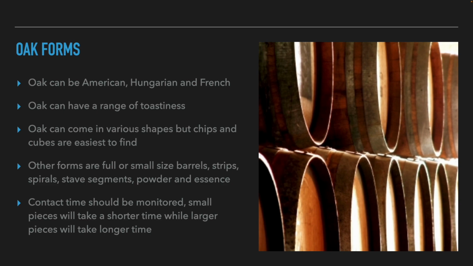The wood can come in various forms, from barrels of different sizes, strips of wood, parts of a barrel, chips, cubes, powder, and wood extract. In most cases, it is easiest to find chips and cubes. The contact time with the wood should be monitored. As a rule of thumb, smaller shapes of wood will take less time to transfer flavor because there is more surface area in contact with the cider.